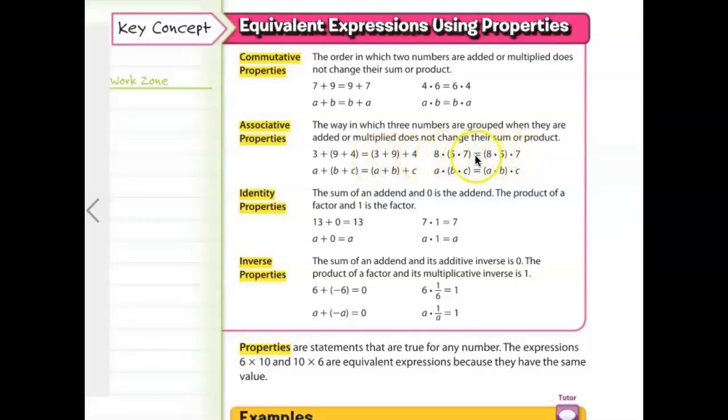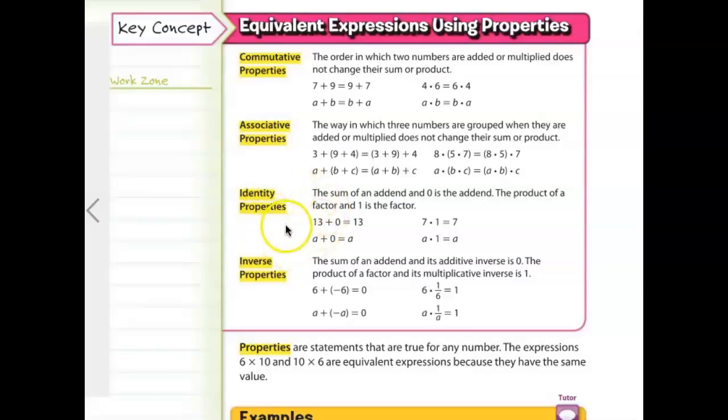Same thing is true for multiplication. 8 times 5 times 7, 8 times 5 times 7. Those numbers didn't move around, but you could say, oh, 5 times 7 is 35, multiply that by 8. And then you could say 8 times 5 is 40, multiply that by 7, and you're going to end up getting the same product, which is 280. Okay? All right, and you can see below here we have variables basically describing those same concepts.